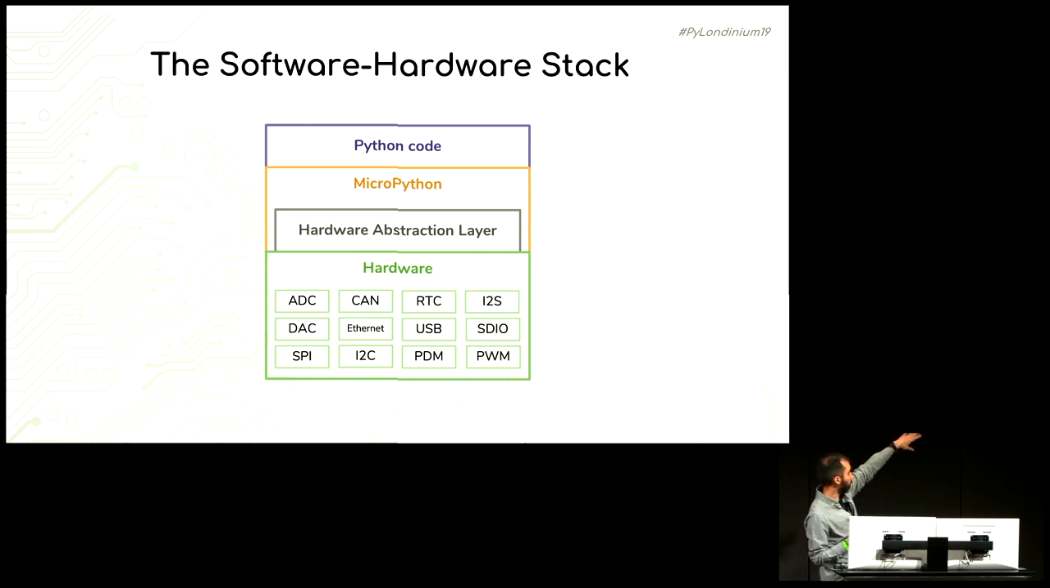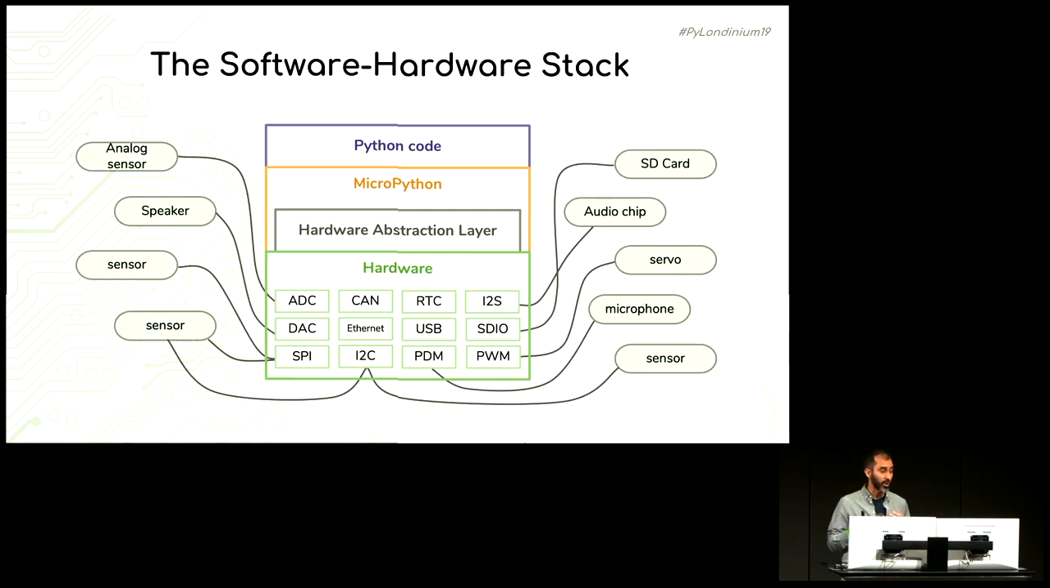In this case, we have the hardware as the green box. And you can see we have a lot of small boxes inside it. They have weird acronyms. These are blocks of circuitry inside your microcontroller that are in charge of a specific hardware feature. What this means is that you can use these blocks, which we call peripherals, to communicate with a sensor, to read an analog sensor, to output sound on a speaker, to move a servo, or put data on an SD card.